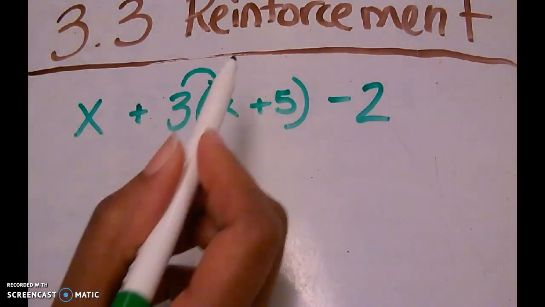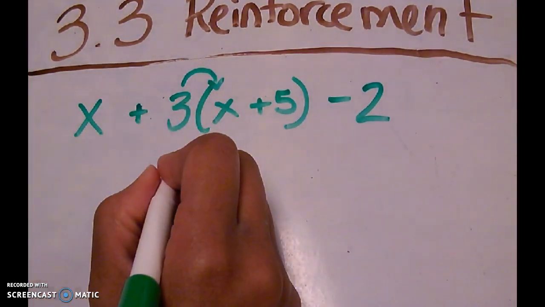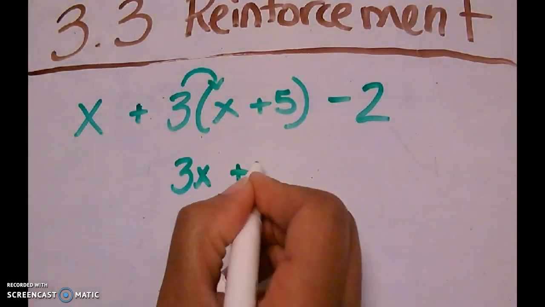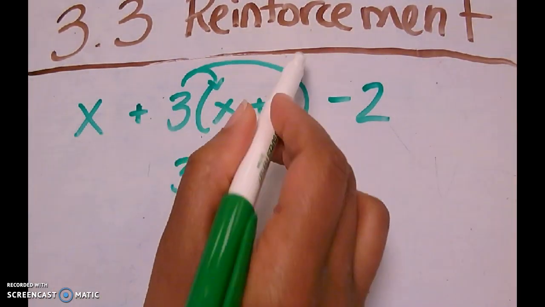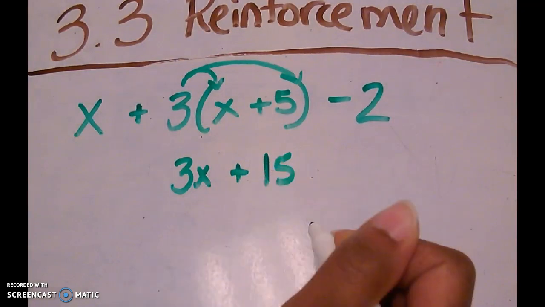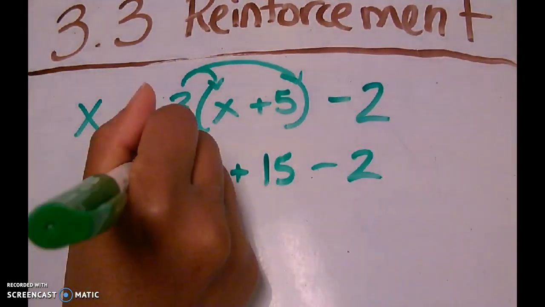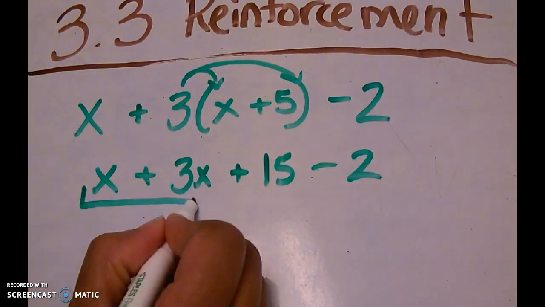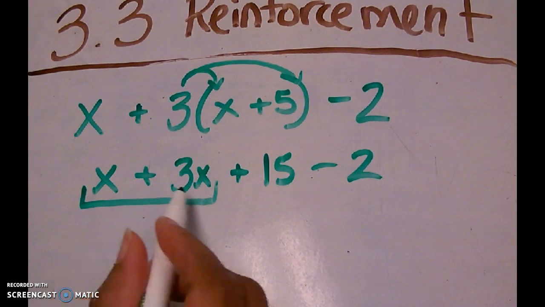This is the same thing as 3 times x, which is 3x. I'm going to bring that down. Bring down my plus. 3 times 5 is 15. And then I'm going to bring down everything else that's around it. Now that I have broken that apart, I can now go about solving the rest of my problem. So, I have my x's here. I have x plus 3x.